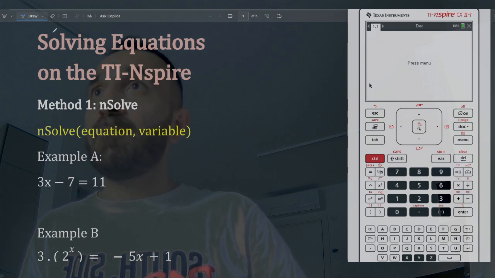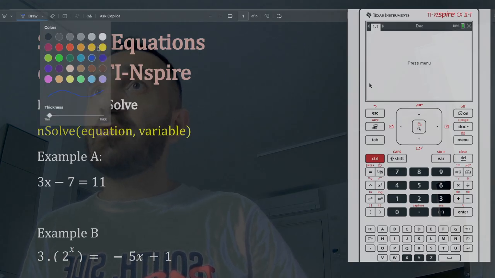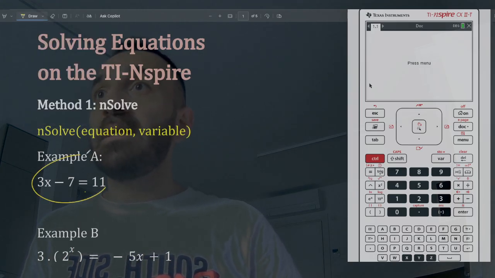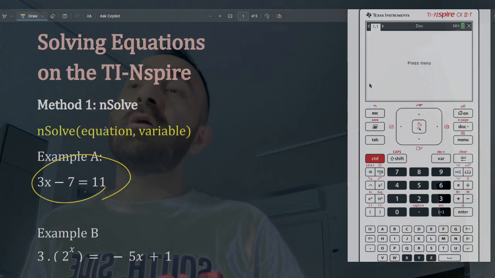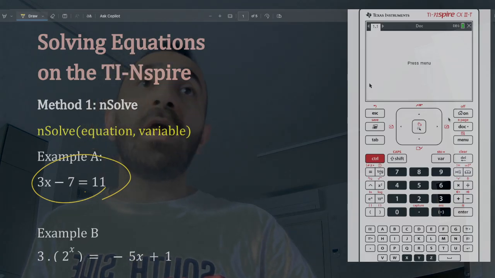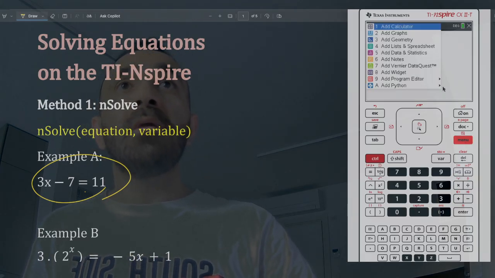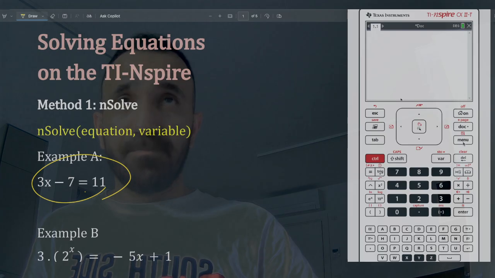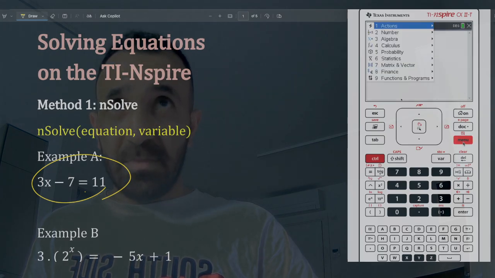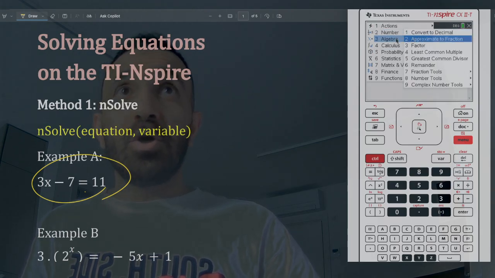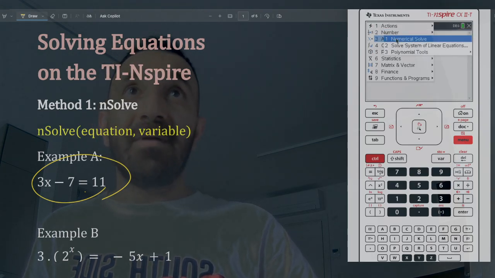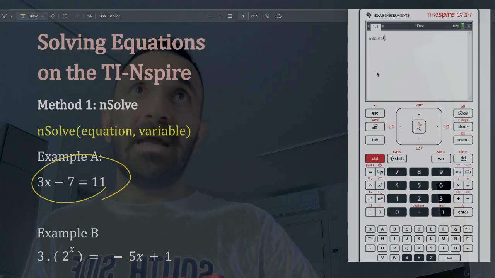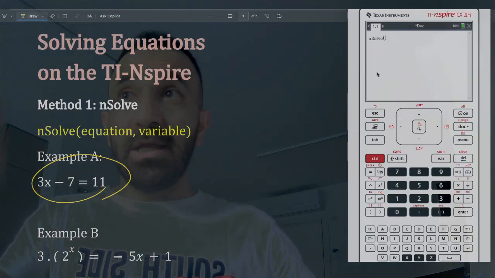Numerical solve. So for example, let's go and solve this equation together. This one here: 3x minus 7 equals 11. So all I have to do is come here, menu. I'm going to choose add calculator. So menu 1, add calculator. Here, I'm going to go on menu. You're going to choose algebra, numerical solve. Okay, and here you're going to type your equation as it is on your paper.